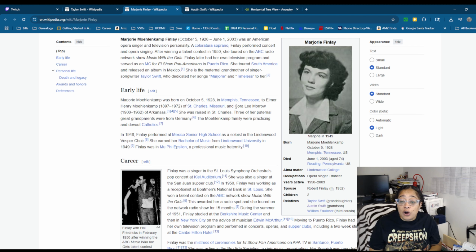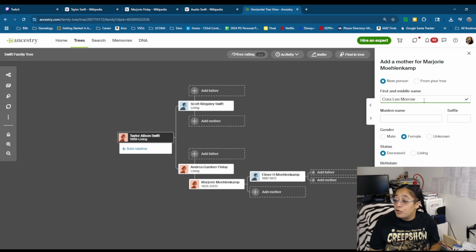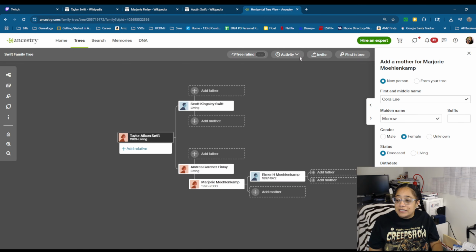So then her grandmother, Marjorie's mother, Cora Lee Morrow, 1900 to 1962. So here we can go here, Cora Lee Morrow is the maiden name, and then 1900, I believe, was the correct one. Again, using our commas as the place marks. And then to 1962 is the year of the death. Okay, so we're going to go ahead and save that.